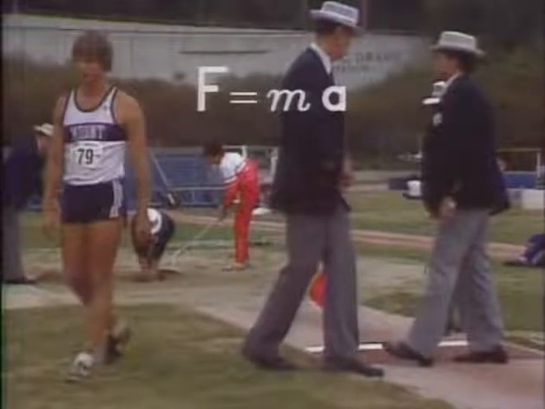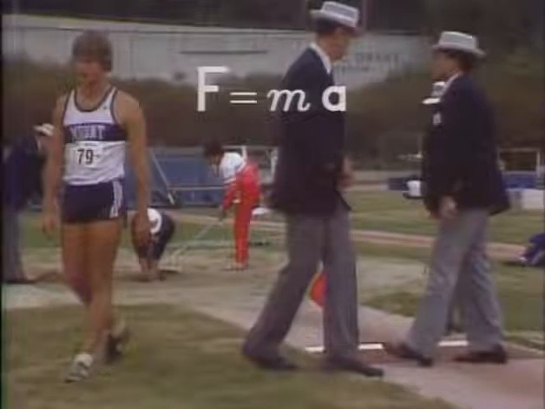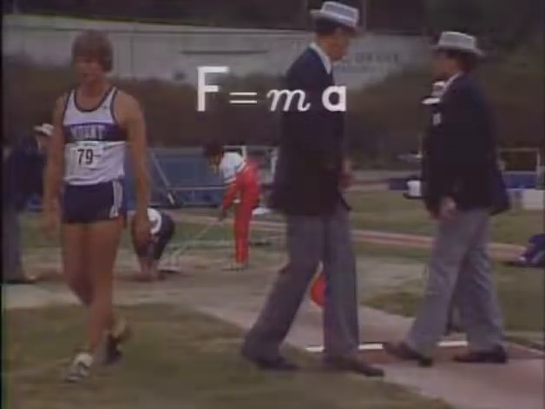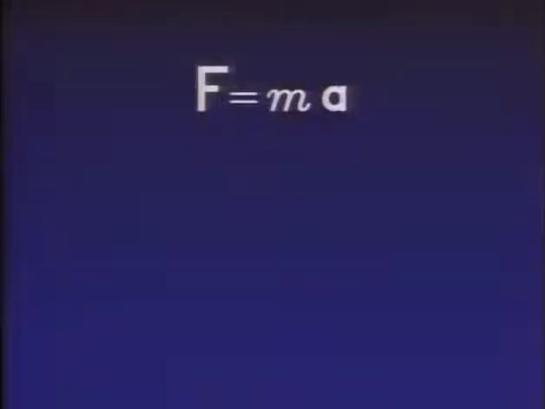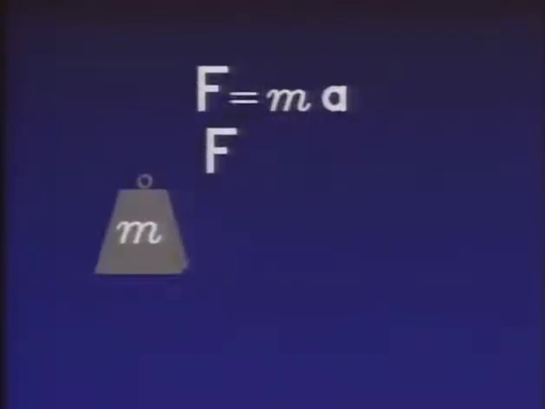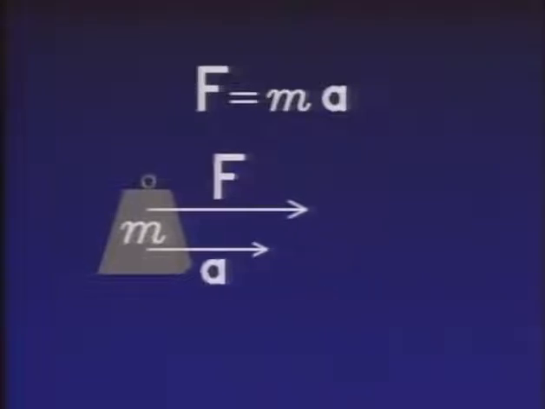For example, a closer look at F equals ma immediately reveals two complications. First, F equals ma is a vector equation. Both force and acceleration are vectors. In other words, they have definite directions. In F equals ma, they must have the same direction.